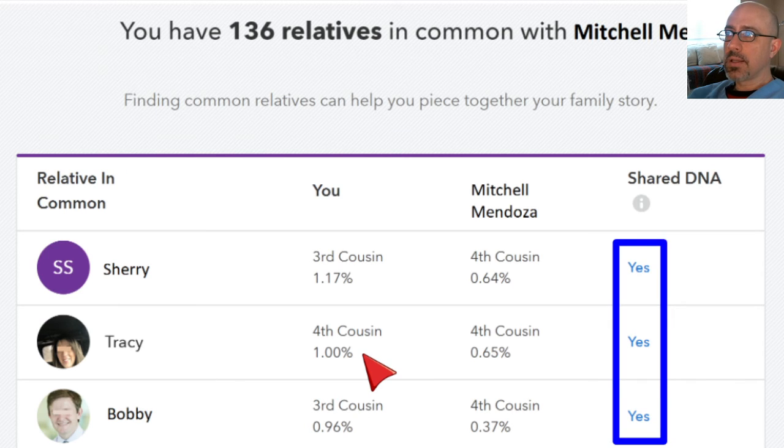23andMe makes this a little bit easier. You can go to your match list, your shared match list, and where under this phrase "shared DNA" you see the word "yes," that means that triangulation is occurring. So that is very helpful. It can help to expedite this process.